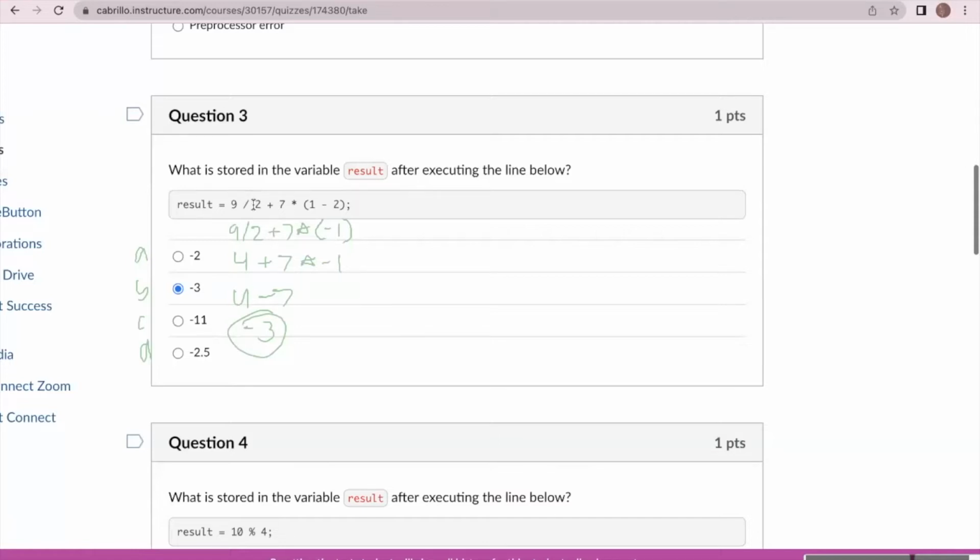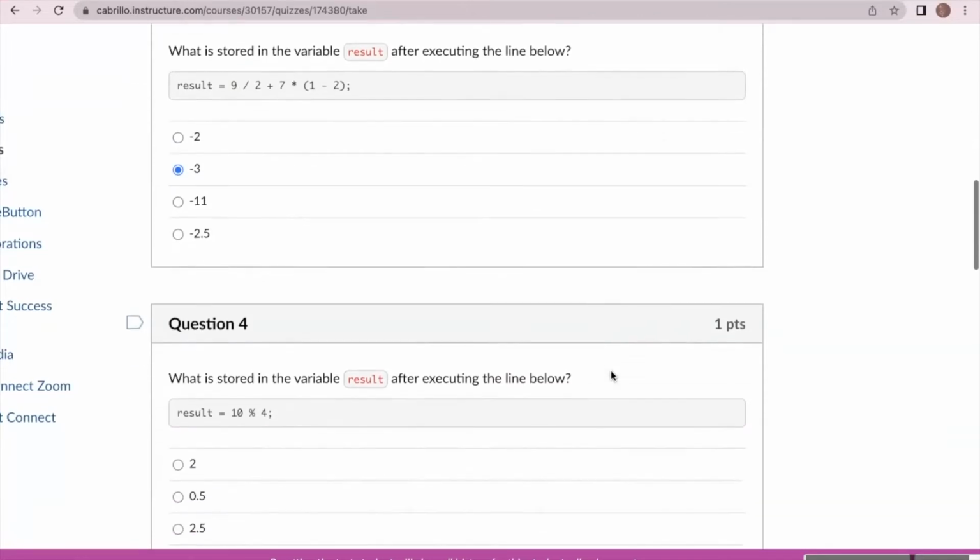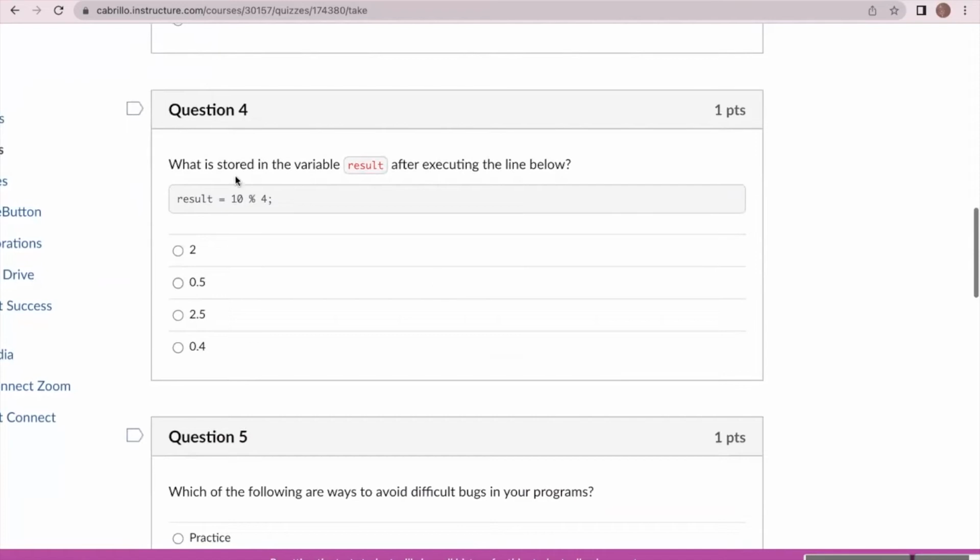If it's 2 integers on either side of the operator, it's going to perform integer division. If we had 9.0, then that would result in a 4.5, and then you could do the rest of the equation. All right, any questions on that? Alrighty. Next up, feel free to stop me if anything doesn't make sense.